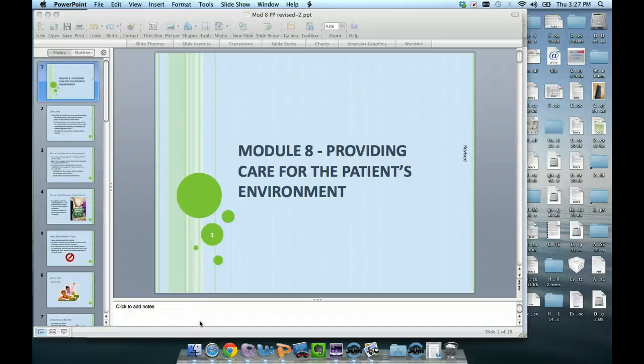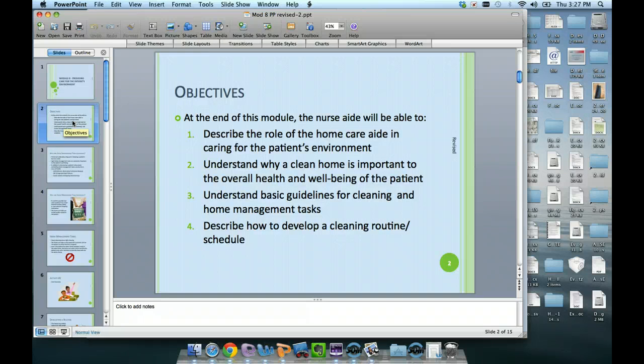So let's do this for the second time. This is actually going to be the quickest module that you do, providing care for the patient's home environment. Take a second. These are the objectives.